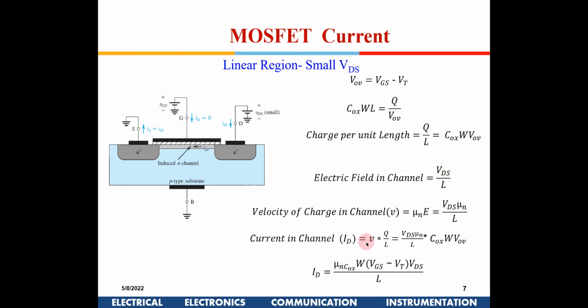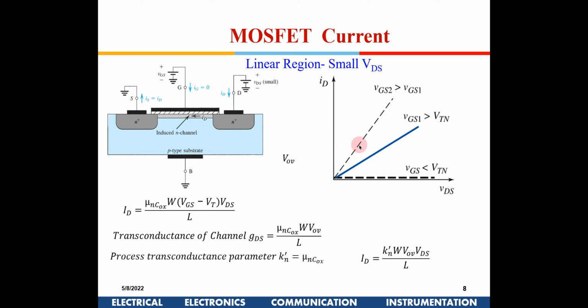Now the current is velocity into charge per unit length, so that will be the total current ID, velocity times Q by L. Q by L we already found, and the velocity is again given by this equation. If I substitute these values, I get an ID equation like this. This ID equation is mu n COX W by L times VGS minus VT times VDS. So for a fixed VGS, with VDS the current increases linearly. For a small VDS, the current is going to increase linearly with VDS.